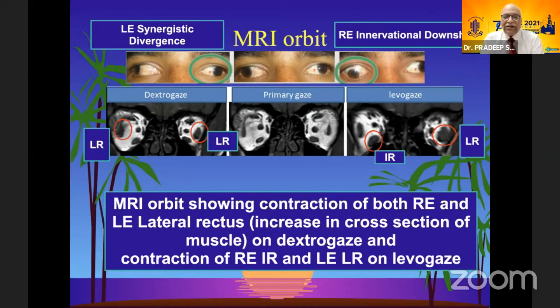On dextro gaze, on the right side picture, you can see, which are circled with the red circles, the width increased. That means there is a co-contraction of the lateral recti in dextro gaze. This confirms a synergistic divergence.